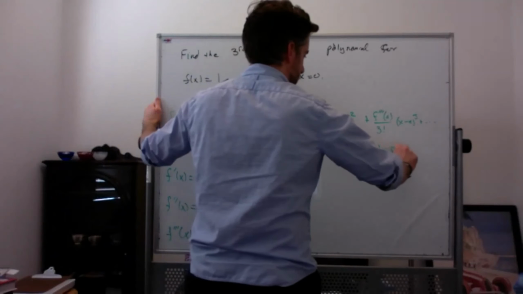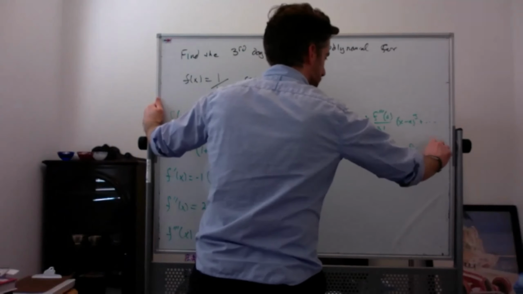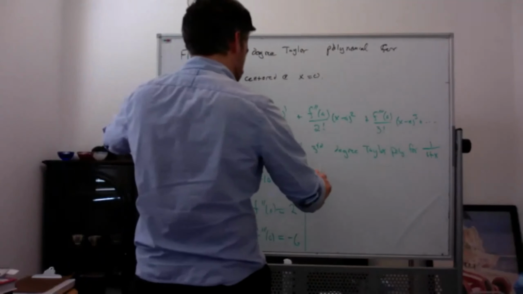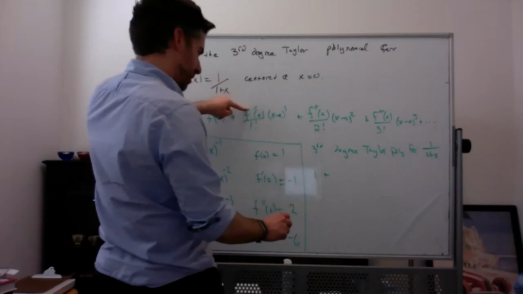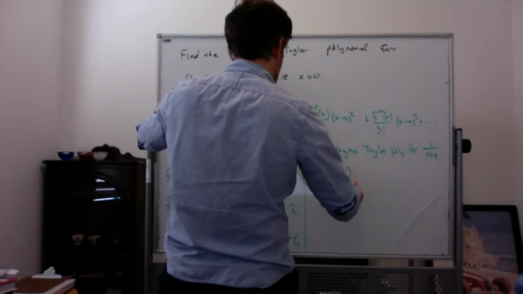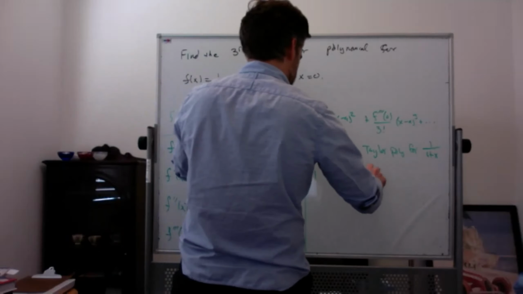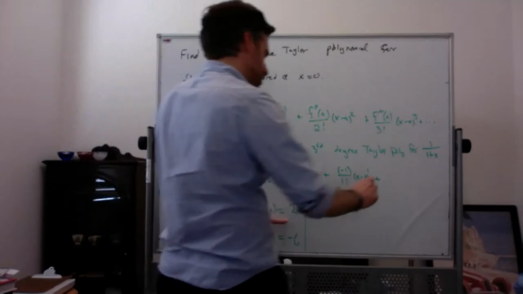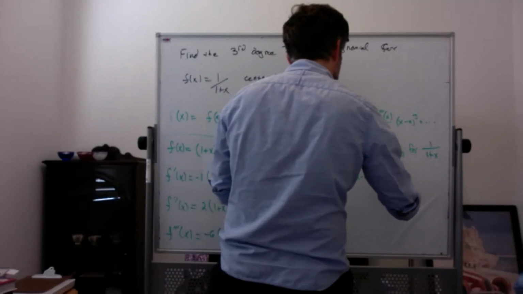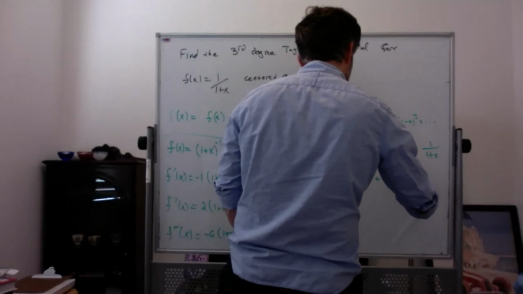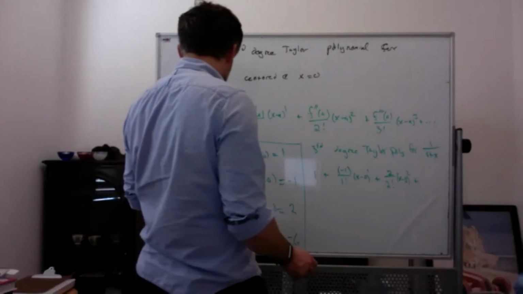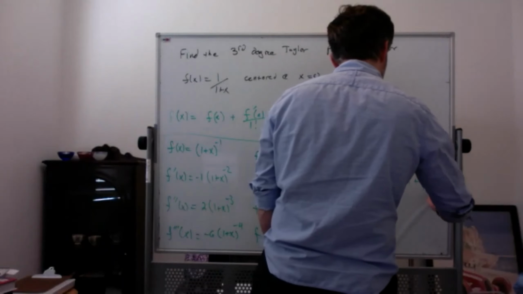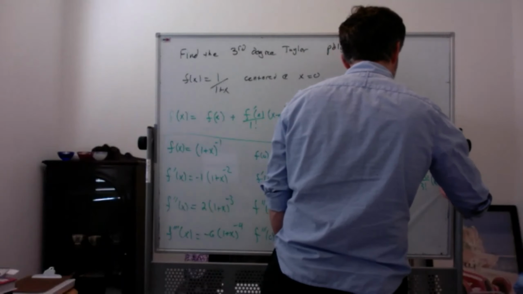Taylor polynomial for 1 over 1 plus x given by f of 0, so 1, plus f prime of 0, which is negative 1 over 1 factorial times x minus 0 to the first, plus f double prime of 0, which was 2 over 2 factorial times x minus 0 squared, plus the third derivative, which was negative 6 divided by 3 factorial times x minus 0 to the third.